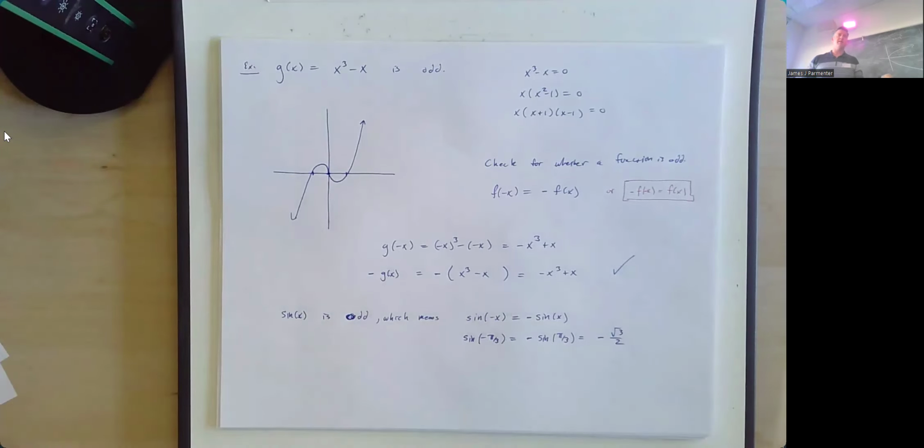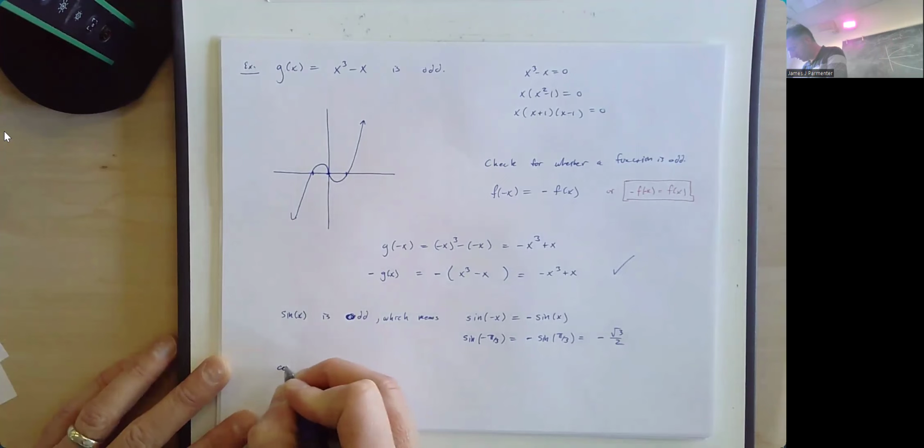Which makes sense if you think about it, because if sine of pi over 3 is root 3 over 2, sine of negative pi over 3, which is in quadrant 4, should have a negative value, because sine is negative in the fourth quadrant. And it should have the same numerical value, just negative instead of positive.